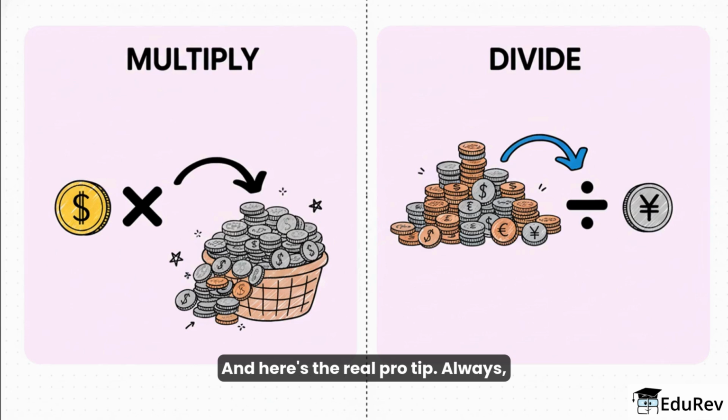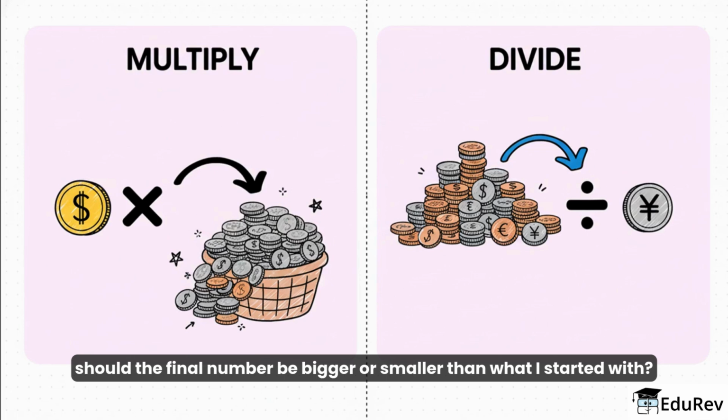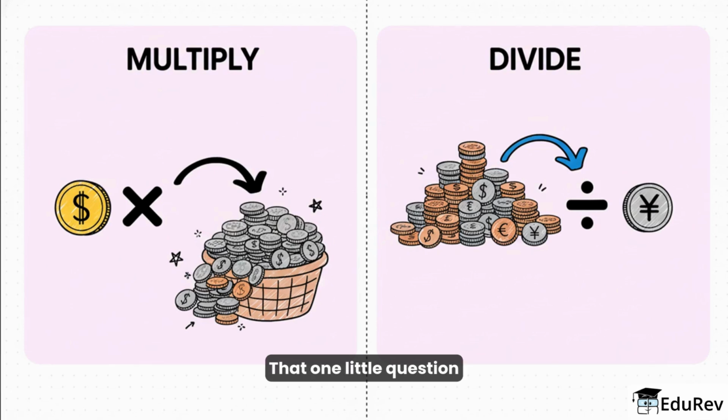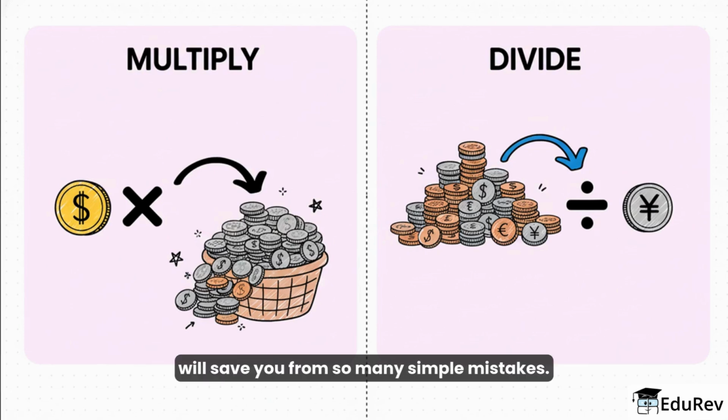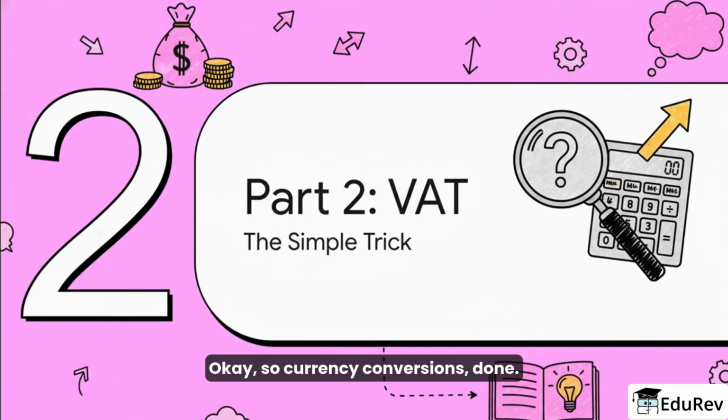And here's the real pro tip. Always, always do a quick sense check in your head. Just ask yourself, should the final number be bigger or smaller than what I started with? That one little question will save you from so many simple mistakes. Okay, so currency conversions, done. You've got that down. Now let's move on to the other big money question, value-added tax, or VAT.